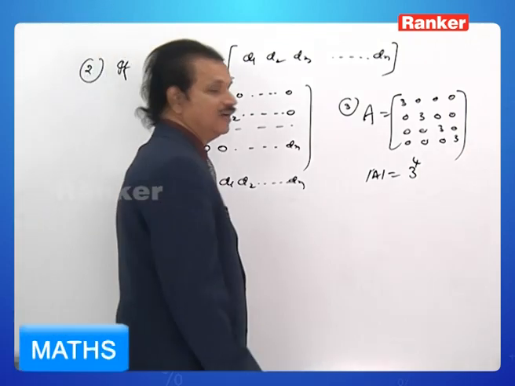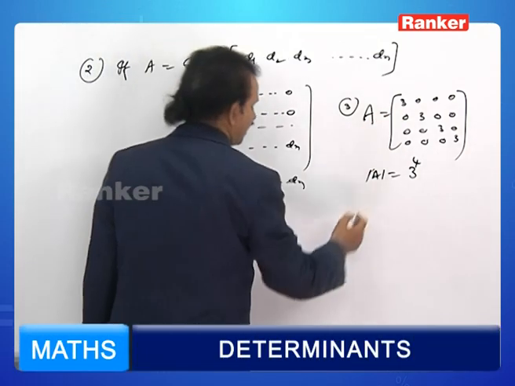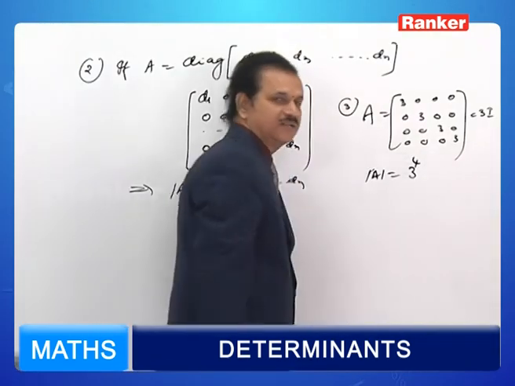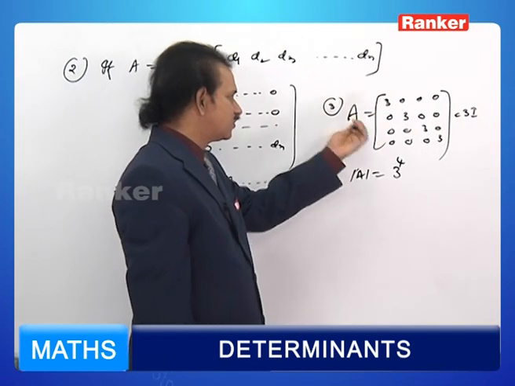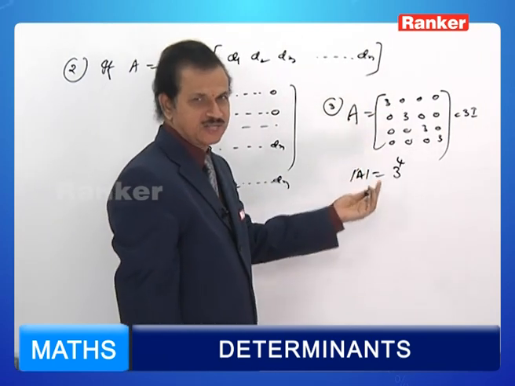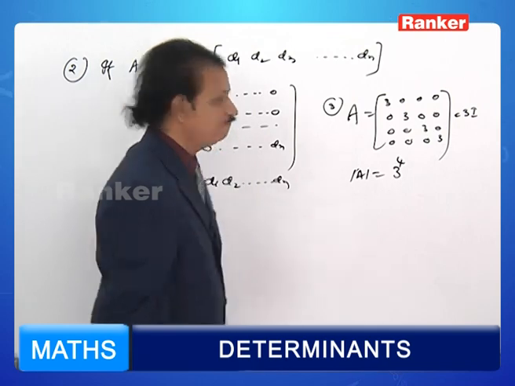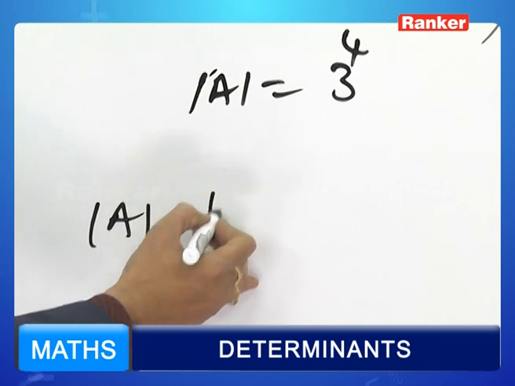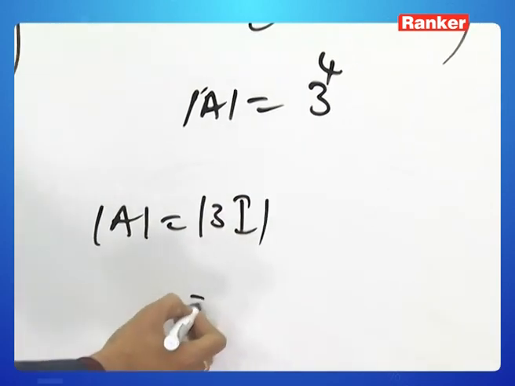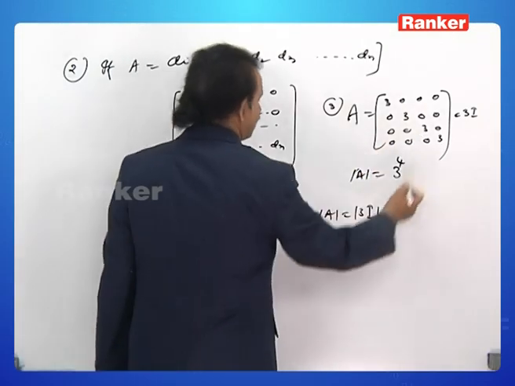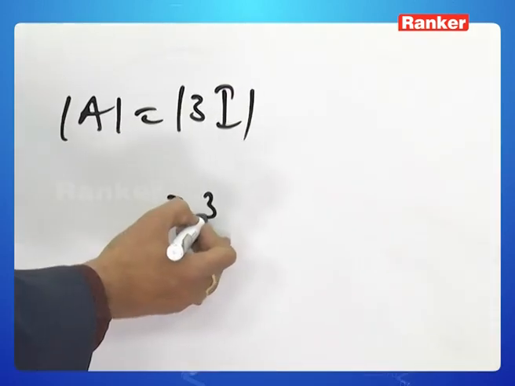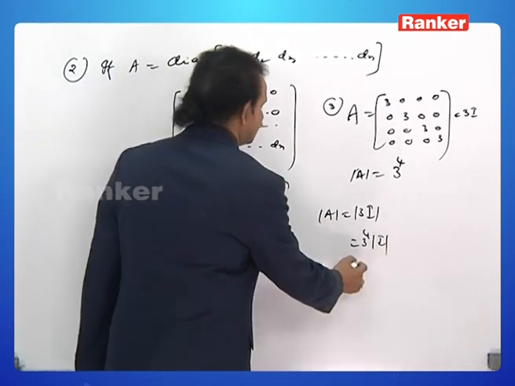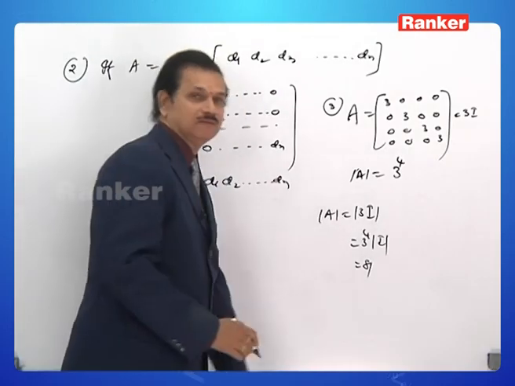Why? Because, my dear friend, this scalar matrix A can be taken as 3I, isn't it? If you take 3 out from the first row, second row, third, and so on. So it is 3I. Therefore, in this example, det A is equal to det 3I. This is a 4 by 4 matrix, isn't it? So it is 3 to the power of 4 into det I. What is det I? 1. Hence it is 3 to the power of 4, that is 81.